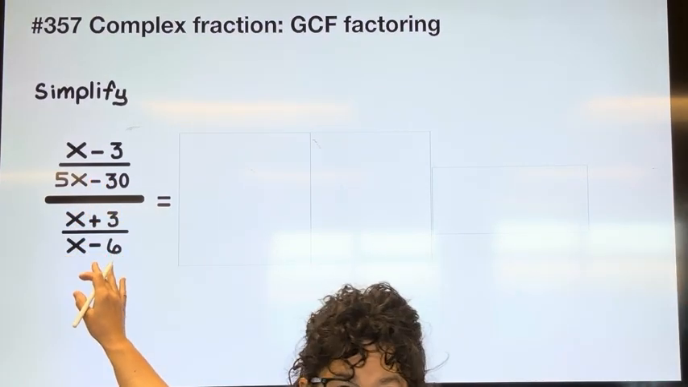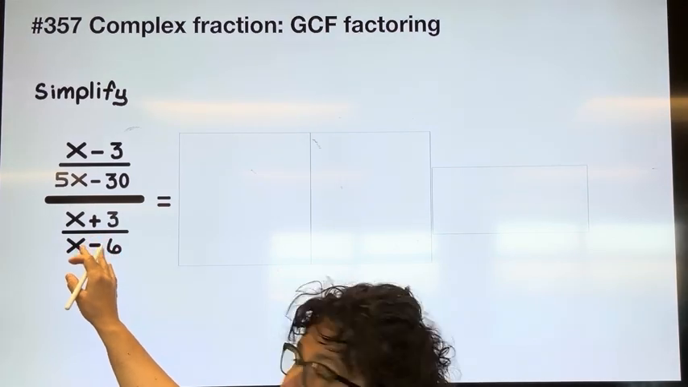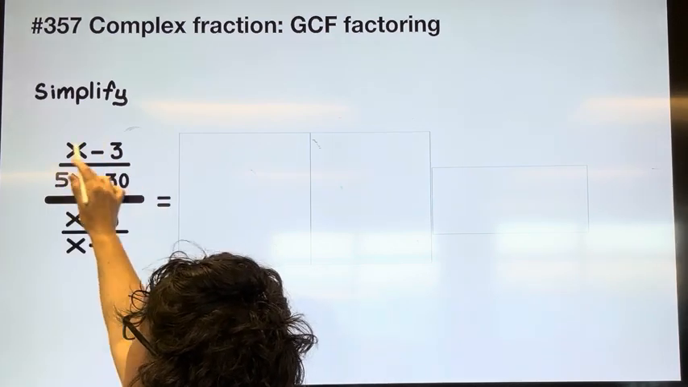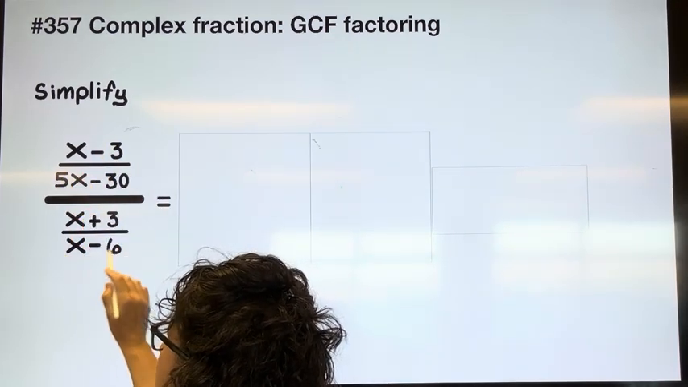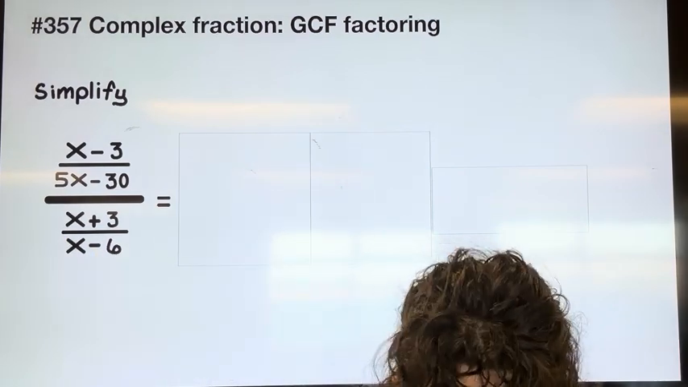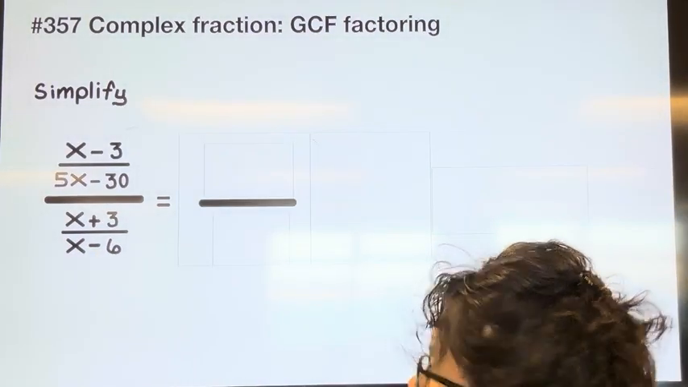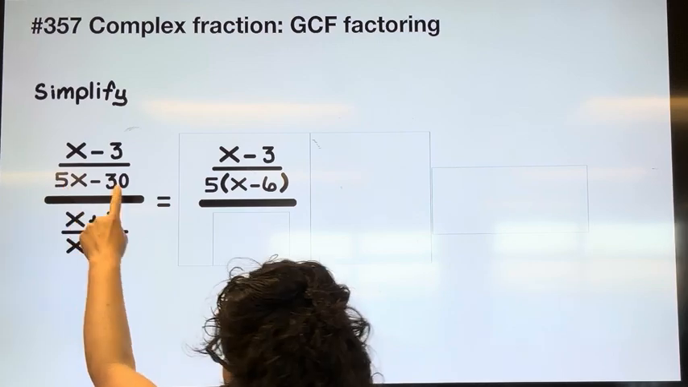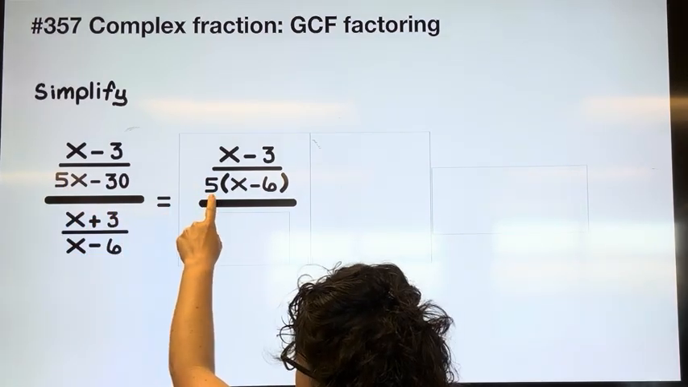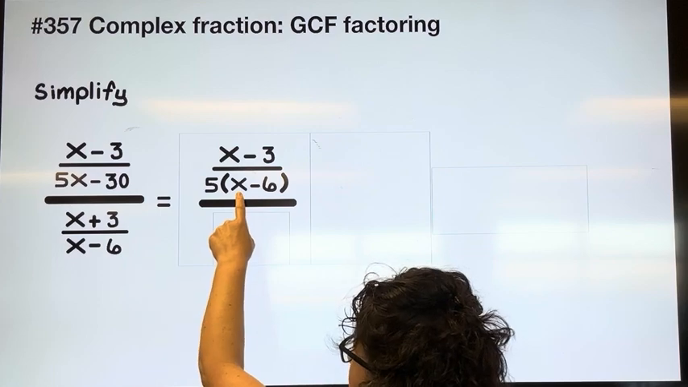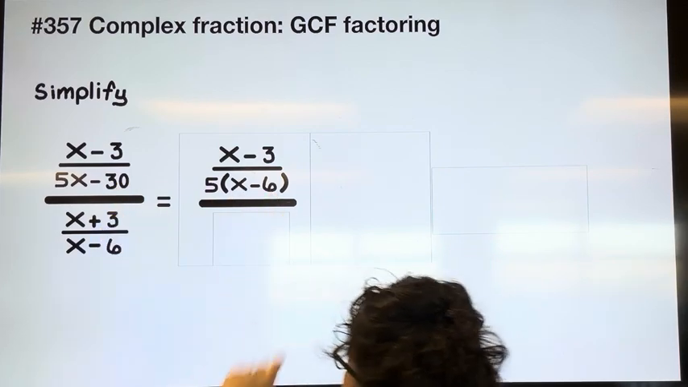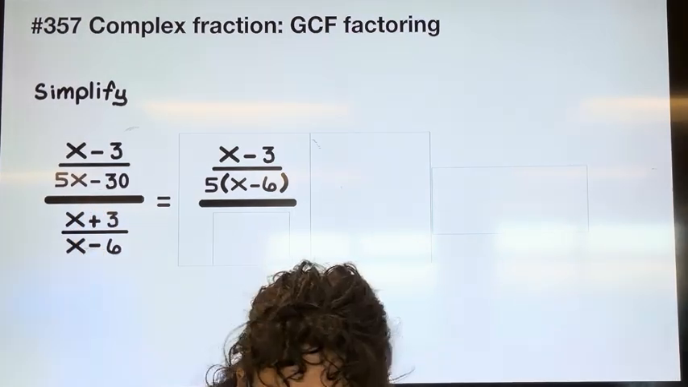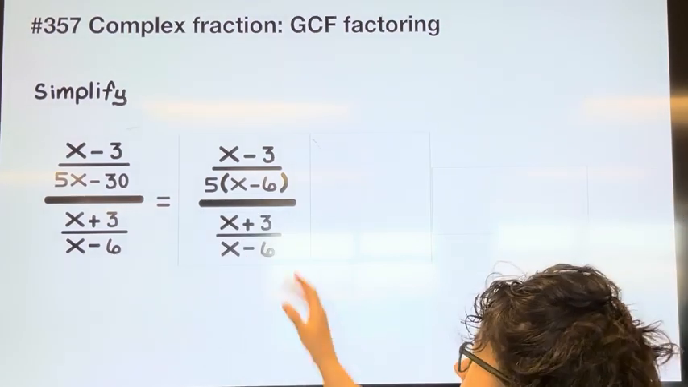We want to simplify this complex fraction, and the first thing we want to do is just factor to figure out what the denominator of this top fraction is made out of and what the denominator of the bottom fraction is made out of. So for this one here, the top, x minus 3 is still x minus 3, but 5 and 30 have a 5 in common. So if I take a 5 out of 5x, I have x. And if I take a 5 out of 30, I have negative 6. Now this bottom fraction, the denominator, doesn't factor. So we're just going to bring that over.